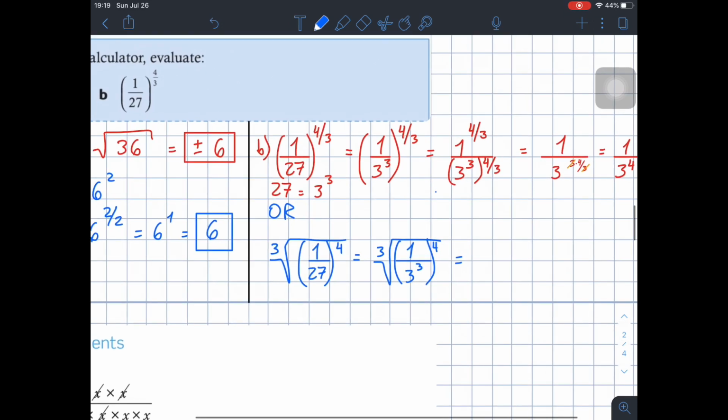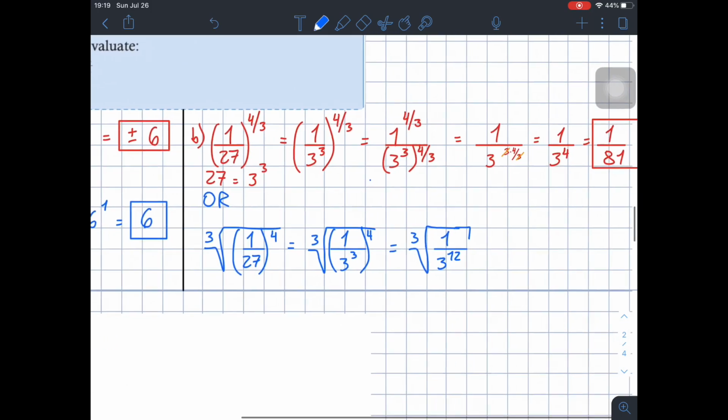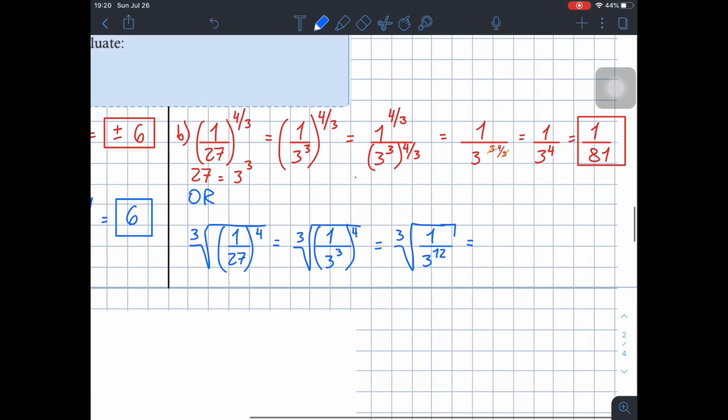the cubic root of 1 to the fourth power, that's 1. And here 3 cubed to the fourth power, that's 3 times 4, which is 12. So 3 to the 12th power. Okay? So if we take the cubic root of 3 to the power of 12, remember we need to divide the exponents in this case. So 12 divided by 3 is 3 to the power of 4, right? And the cubic root of 1 is always equal to 1.